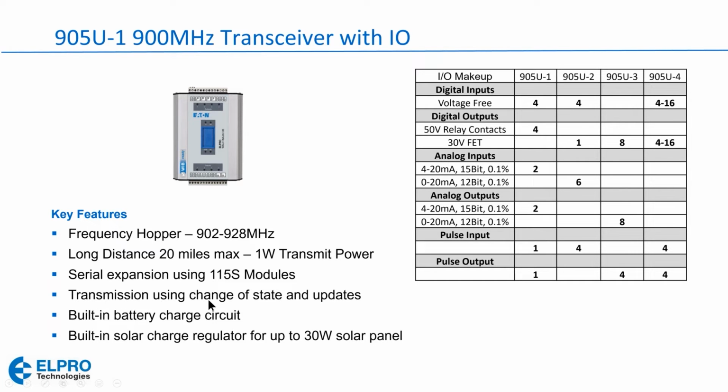Radio transmissions are triggered using a change of state. So if any of the discrete inputs across the bottom change state, then the radio will immediately transmit that down. And if any of the analog values change by more than 0.5 milliamp, it will also trigger a transmission. As well, we have routine updates in case none of those inputs change at all.